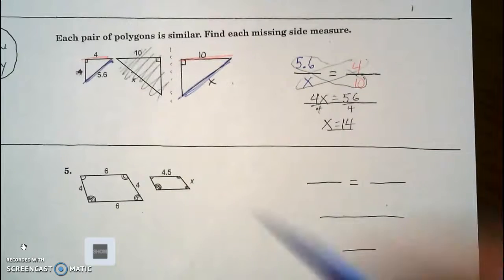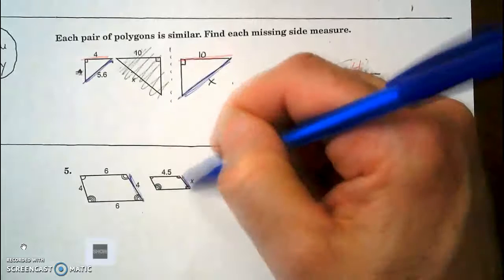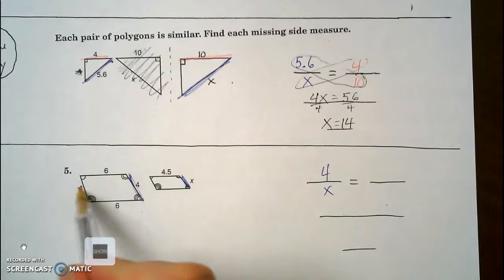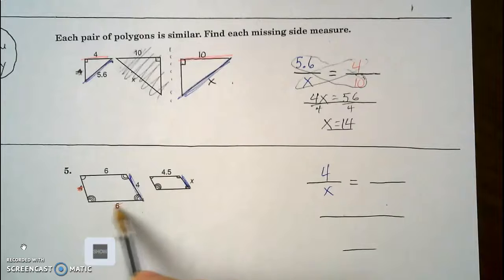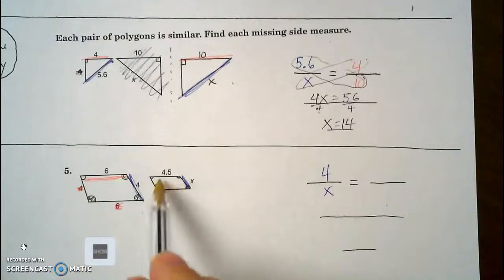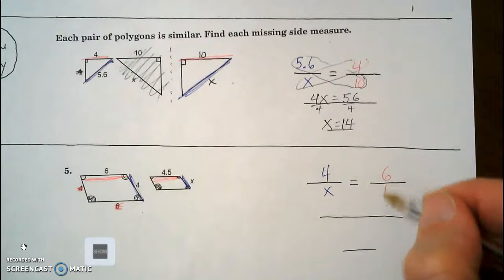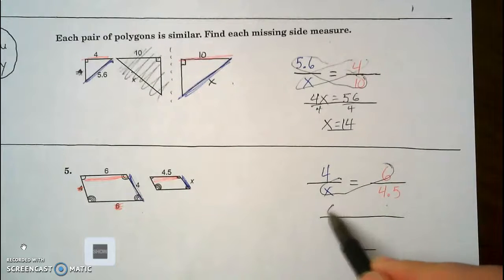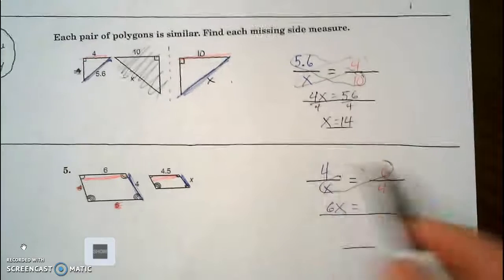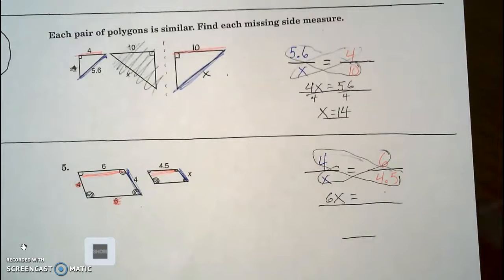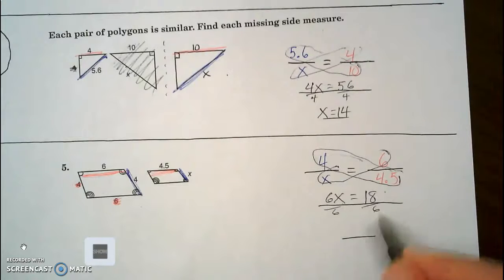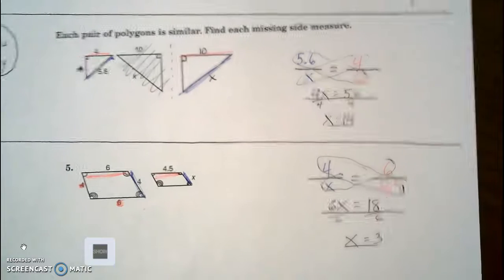And on this one, I have lots of choices, but remember, I have to use the x. So 4 over x first. Now you have some choices. Well, again, this 4 doesn't line up with anything. This 6 doesn't line up with anything. So it looks like I'm going to use 6 over 4.5. Okay, cross multiply. 6 times x. 4.5 times 4 is 18. And divided by 6, x is 3.